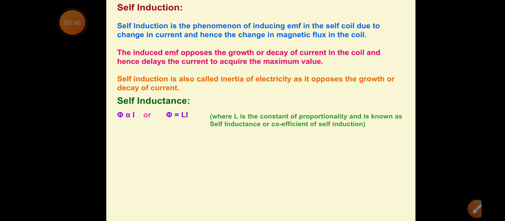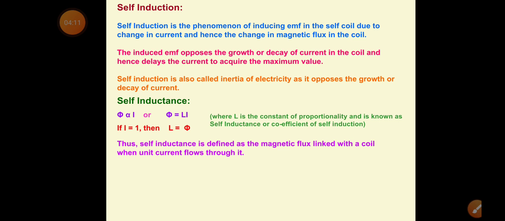Let us try to define it. If I take I equal to 1, then what will we get? We will get L equal to phi, right? So from here the self inductance is defined as the magnetic flux linked with a coil when unit current flows through it. That is the meaning of self inductance. Be careful: just like resistance and capacitance, there is inductance. We are talking about the self inductance here.